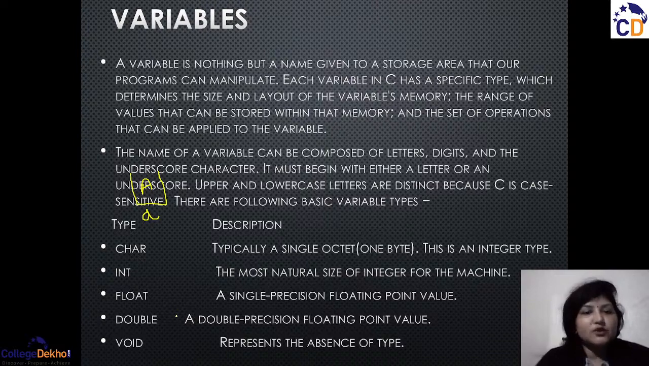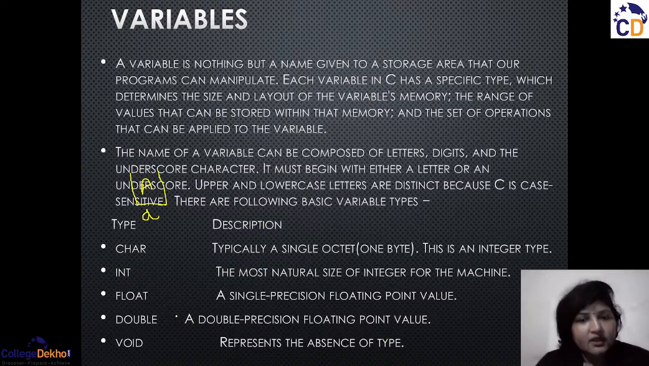So these are some rules that need to be followed, right? So let us see some examples of data types. What are data types in C? Type is character. The character set contains lowercase a to lowercase z, and then uppercase A to uppercase Z.